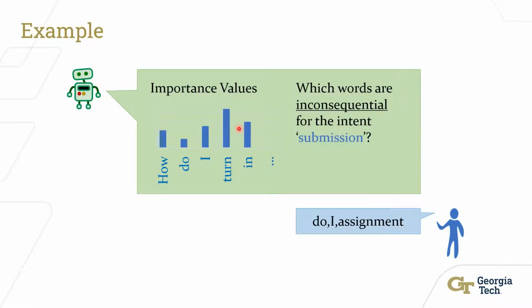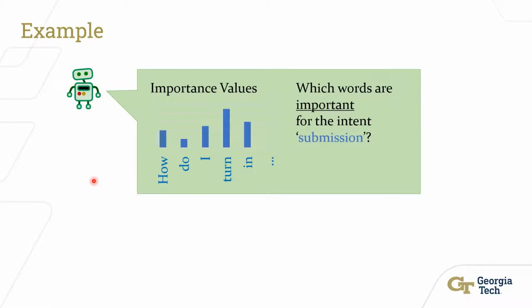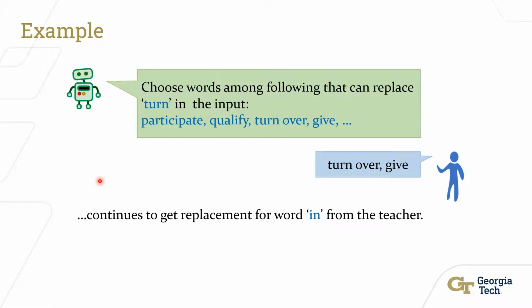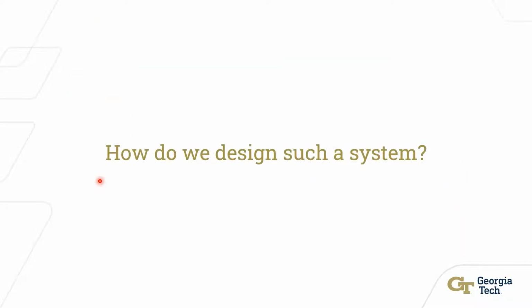Notice that the teacher can see the word importance values given by the machine and focus on correcting the machine where it may be wrong. Now the machine asks which words are important for the intent. The human identifies turn in as important words for the intent submission, since turning in means submitting the assignment. Now the machine is asking about the words that can replace turn in the original input without changing the intent. The teacher says turn over and give are valid replacements. The conversation goes on to get replacements for other important words and then on to other examples.